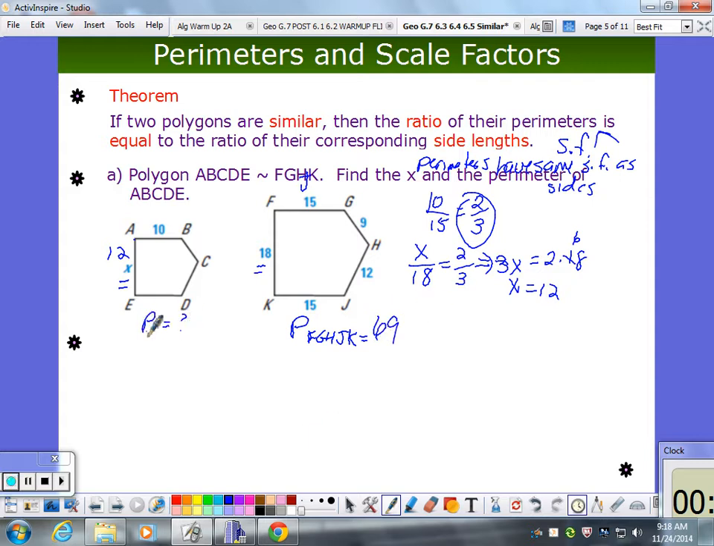So you say, let's see, small to big. So 2 to 3 is the scale factor for the perimeter too. It's going to be the perimeter I don't know compared to the perimeter I do know. So 3x equals 2 times 69. That will divide by 3, 46? Yes? Right? Well, that is doing the same thing. Multiplying both sides by 69.